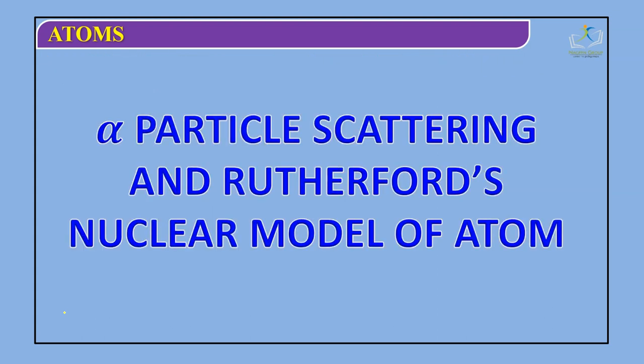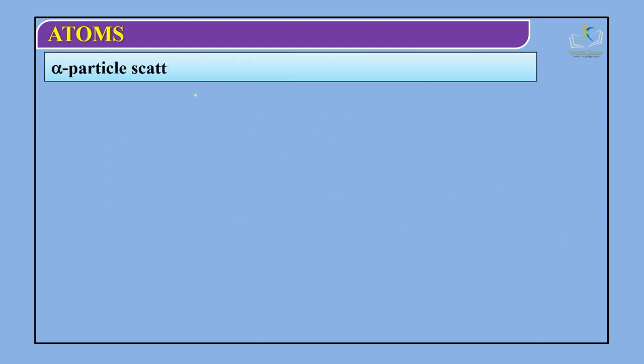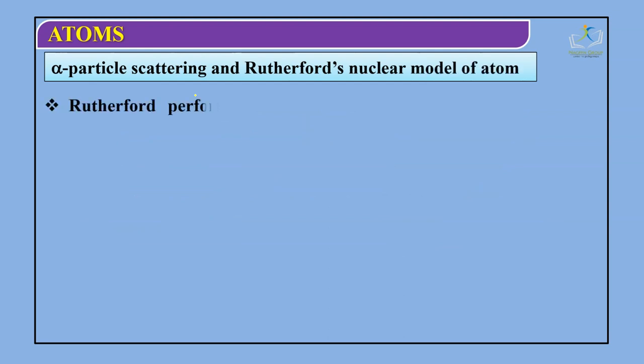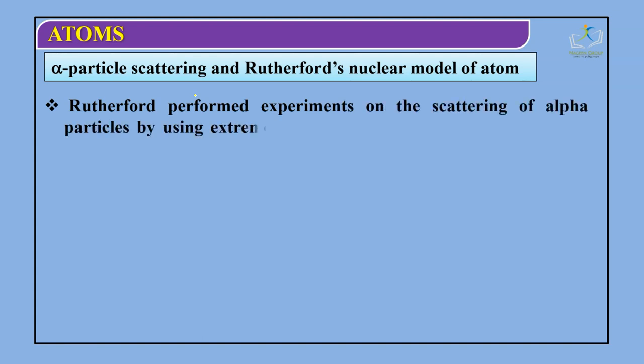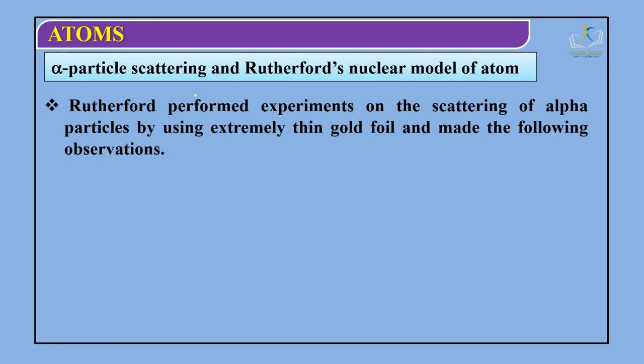Now we are moving to alpha particle scattering and Rutherford's nuclear model of atom. Rutherford performed an experiment on the scattering of alpha particles using extremely thin gold foil and made the following observations.